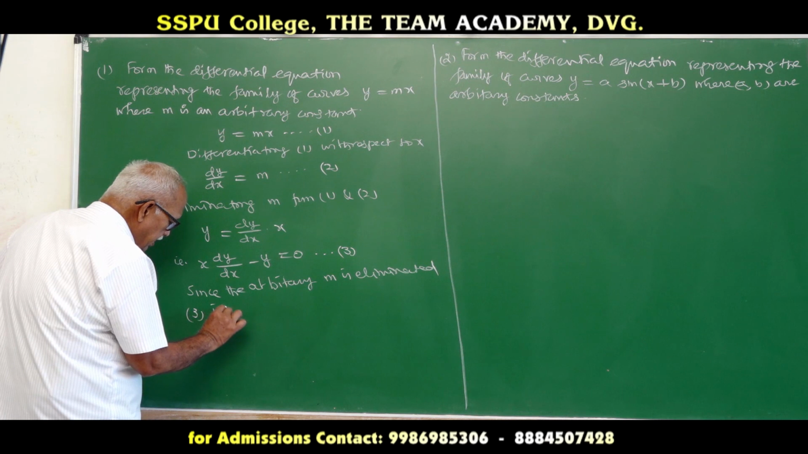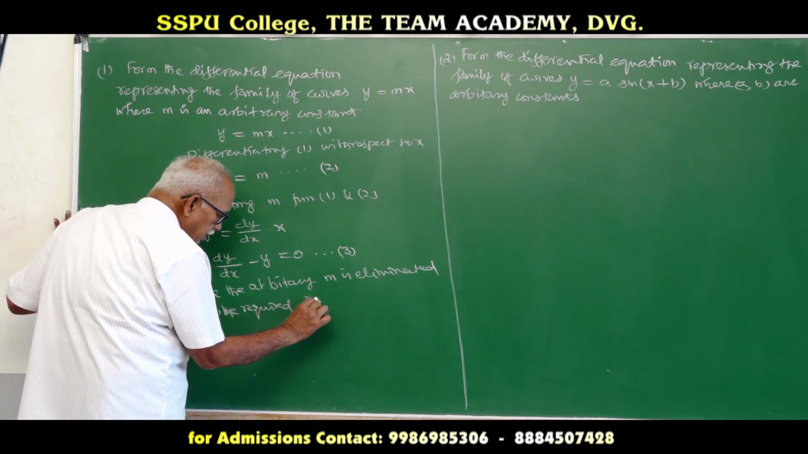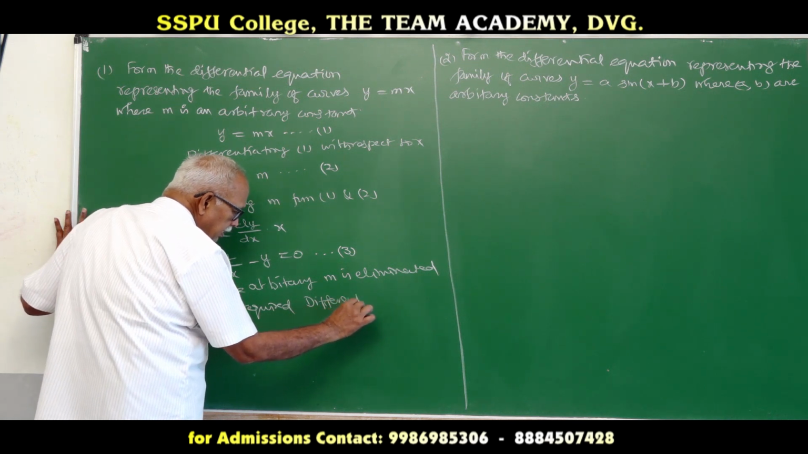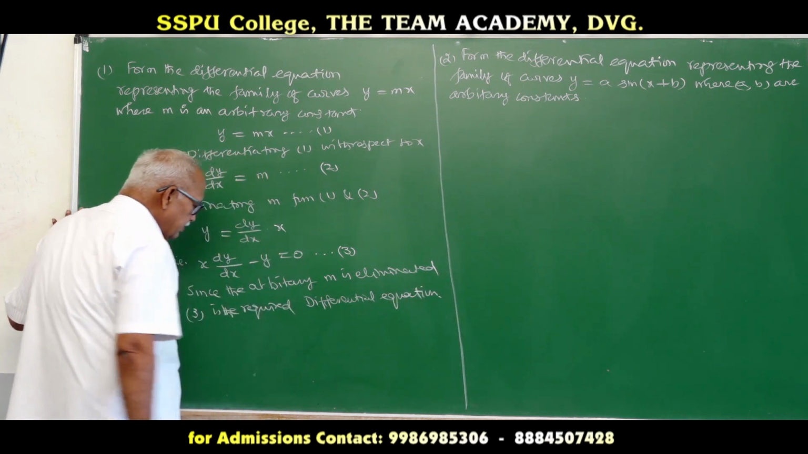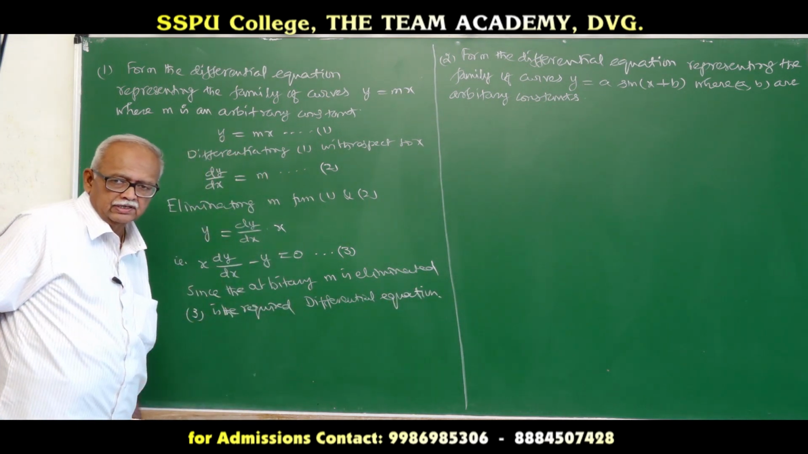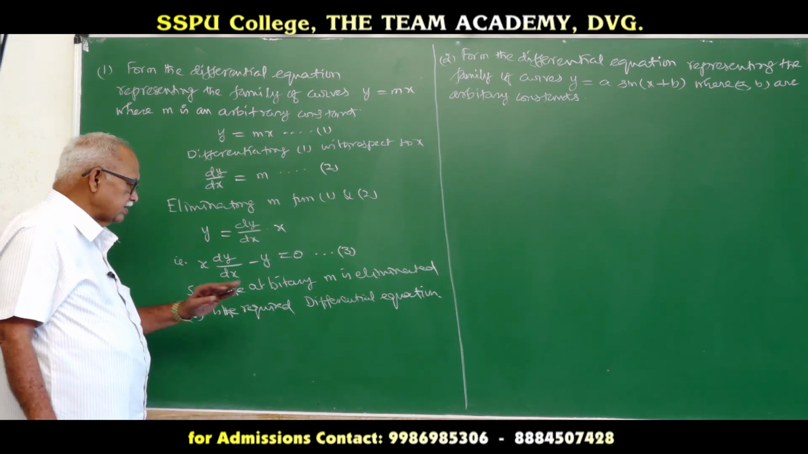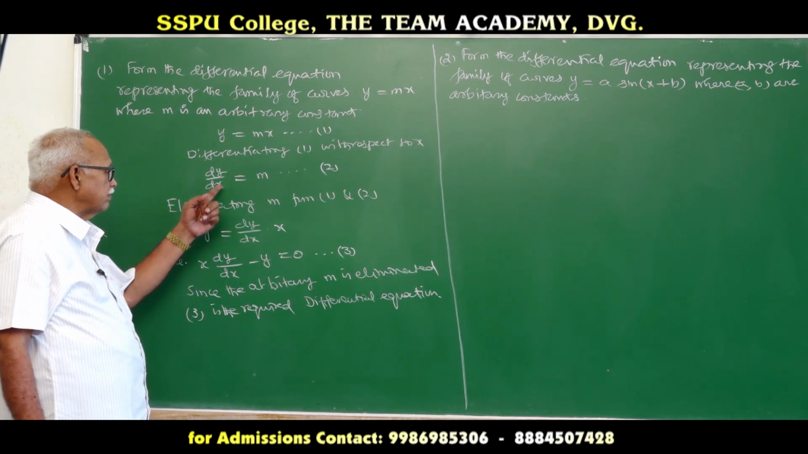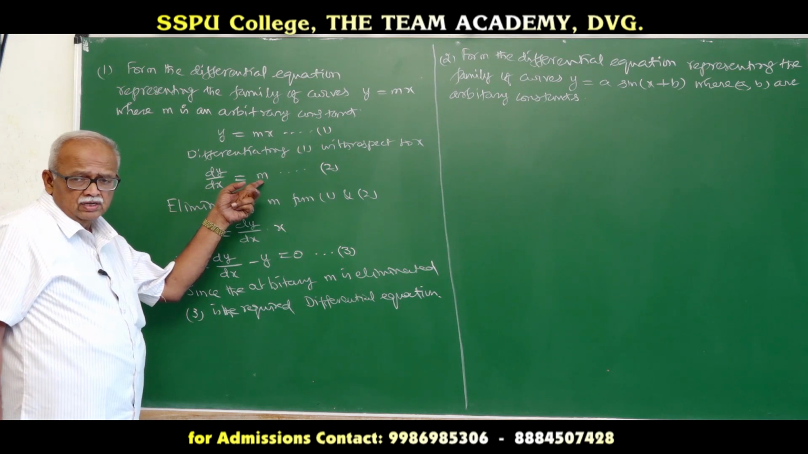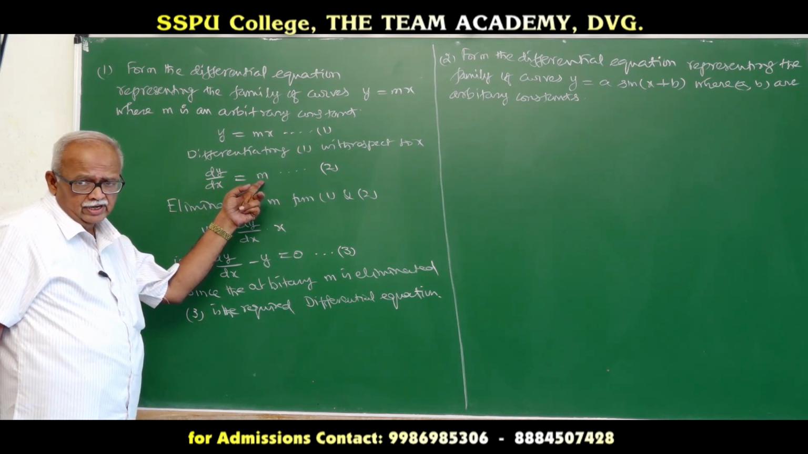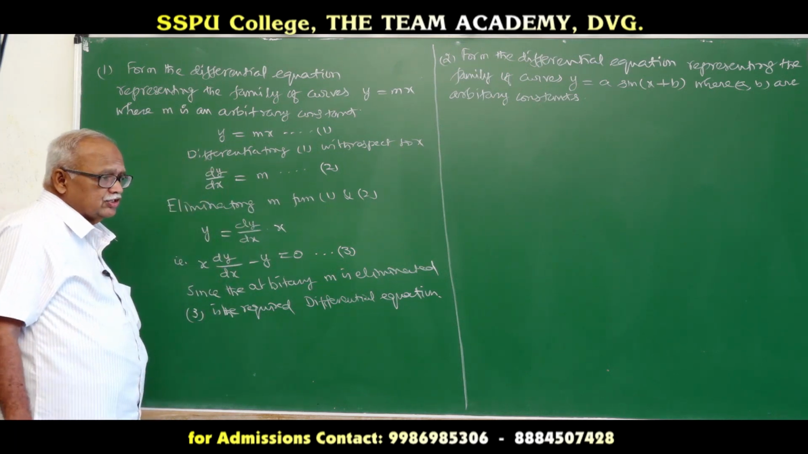equation 3 is the required differential equation. Equation 3 is the required differential equation. Since the arbitrary constant is eliminated, 3 is the required. This is not the required differential equation. This is also a differential equation, but here m is there. So for formation of a differential equation, we have to eliminate the arbitrary constant. Okay. So this is the procedure for that.